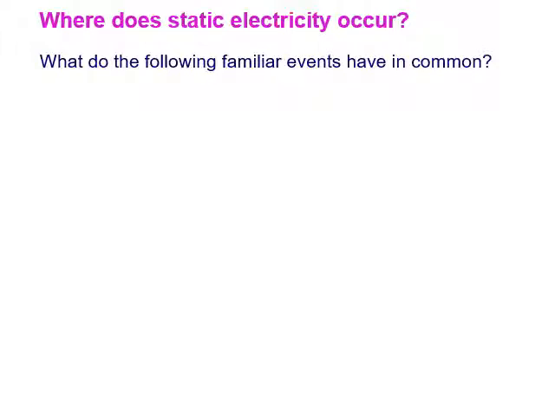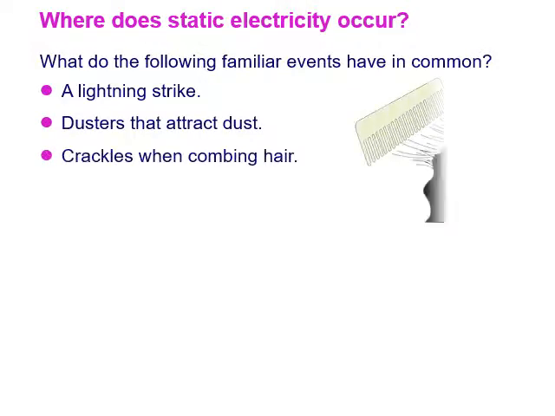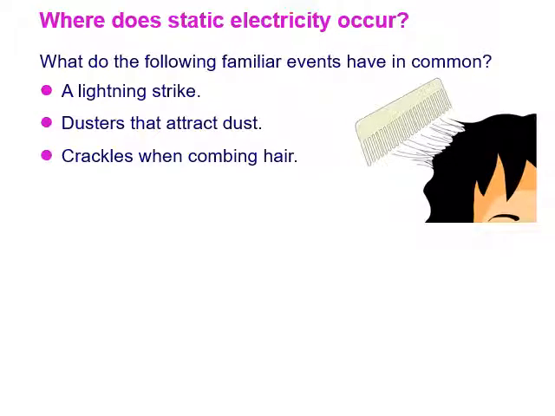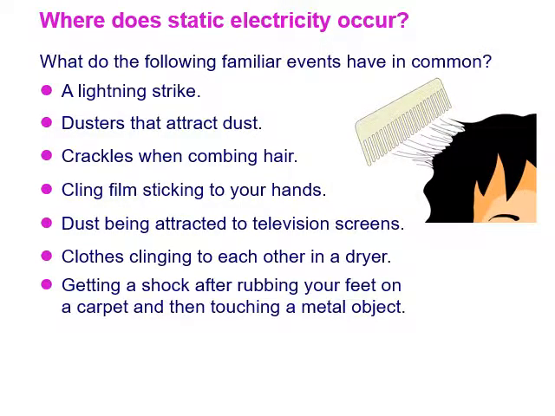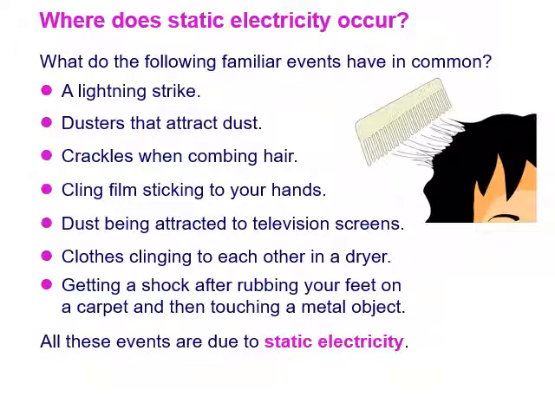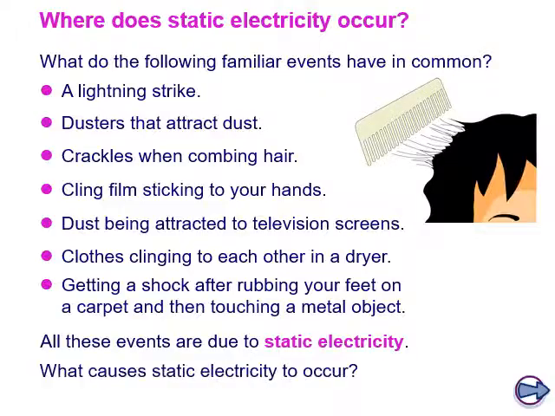So where does static electricity occur? Some familiar events that they have in common: lightning strike, dusters that can attract dust, crackling when combing your hair, cling film when it sticks to your hand, dust being attracted to television screens, clothes clinging to each other in a tumble dryer, getting a shock after rubbing your feet on a carpet and then touching a metal object. All these events are due to static electricity.